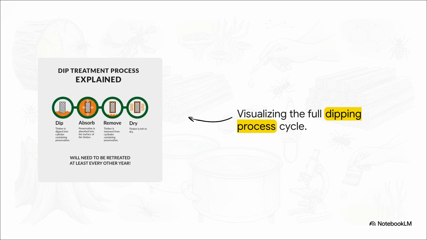But there is a catch here. Wood treated with this specific dipping method is kind of on a ticking clock. To maintain its defense, it usually requires retreatment at least every other year, so it's a bit of a maintenance commitment.